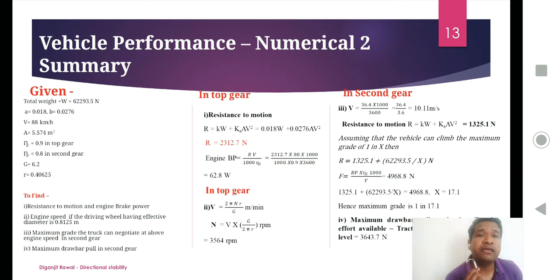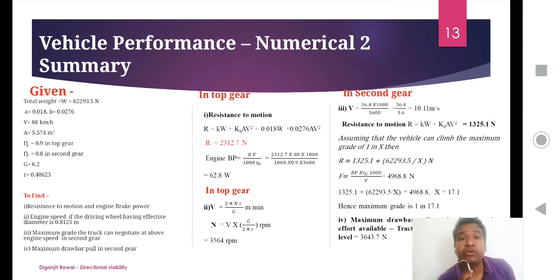So first we read the numerical very clearly, and then we have to find out what are the givens they have given, then what is to be found in that numerical. So we know the value of total weight, we know the value of A, we know the value of B, we know the value of capital V in kilometer per hour, the vehicle speed, capital A frontal area in meter square, transmission efficiency in top gear, transmission efficiency in second gear, capital G 6.1. I forgot to write capital G in second gear, that is 15. Small r is equal to 0.04065.